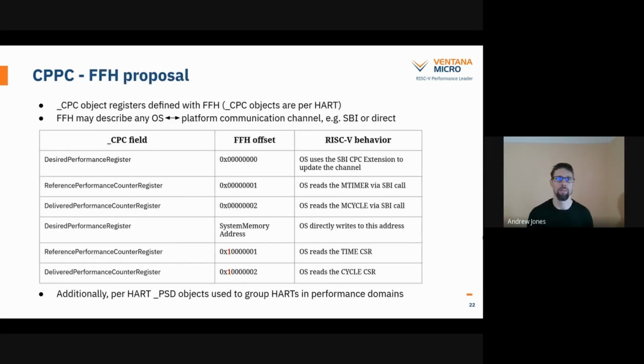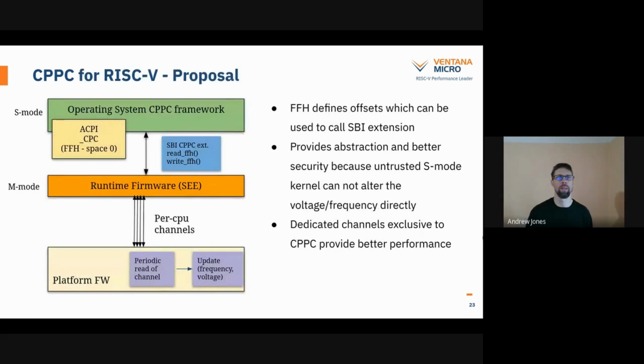To enable performance states for RISC-V, we described the CPPC registers in the ACPI tables with the CPC objects with the help of the FFH. The FFH can also indicate from where the OS should get its reference and delivered performance counters, either through SBI calls or directly from the time and cycle CSRs. Finally, the ACPI tables additionally describe how harts are grouped into performance domains with PSD objects. This diagram shows an SBI configuration. The diagram includes the low-level firmware with a potential optimization of using per-hart channels to modify performance levels.